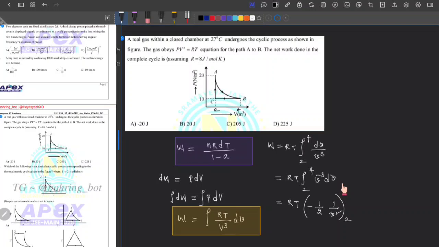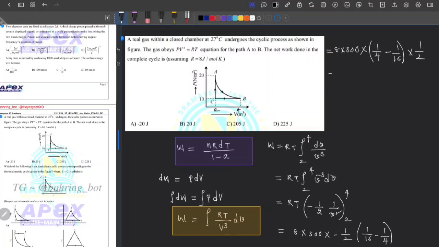So you have to apply the limits from 2 to 4. That will be equal to R, which is 8, and T, which is 27 degrees Celsius, but you have to convert it into Kelvin, so it will be 300, into minus 1 by 2, substituting the values, 1 by 16 minus 1 by 4. Therefore 8 into 300 into 1 by 4 minus 1 by 16 into 1 by 2.